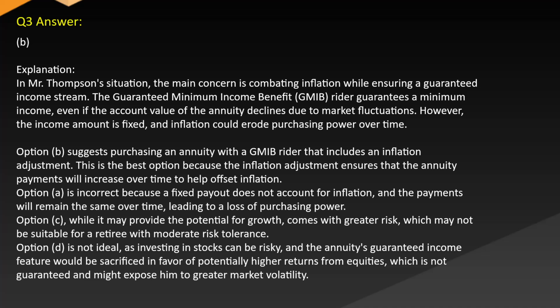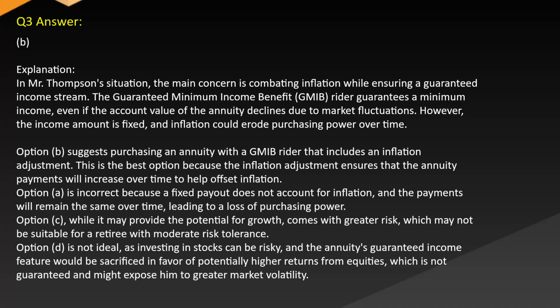Option B suggests purchasing an annuity with a GMIB rider that includes an inflation adjustment. This is the best option because the inflation adjustment ensures that the annuity payments will increase over time to help offset inflation. Option A is incorrect because a fixed payout does not account for inflation and the payments will remain the same over time, leading to a loss of purchasing power.